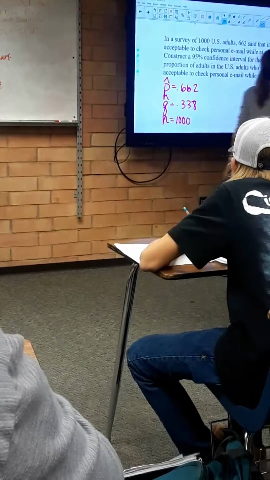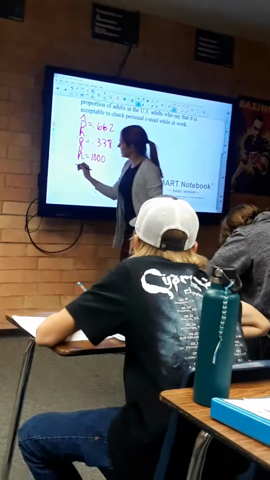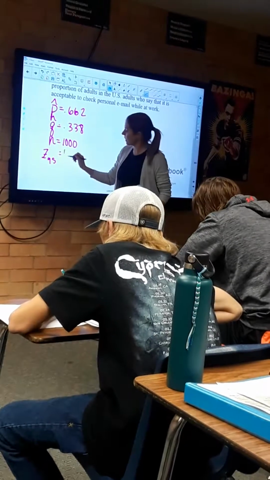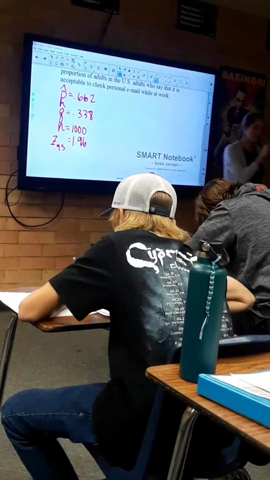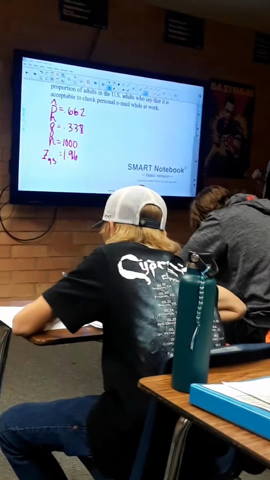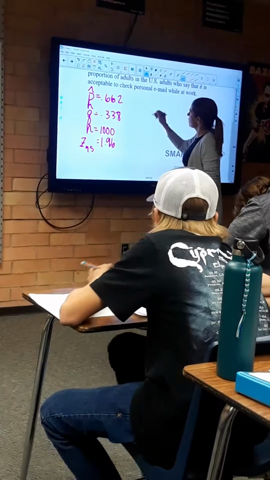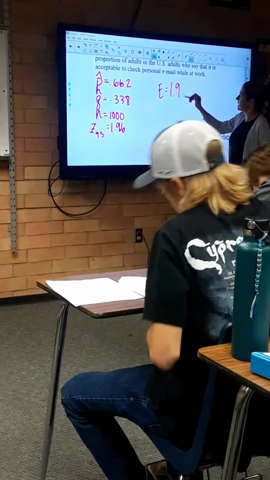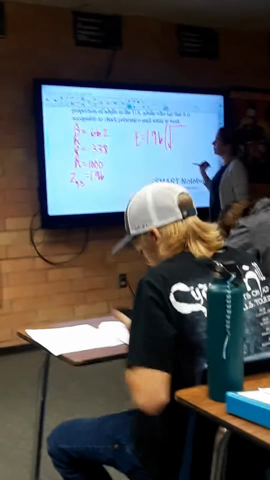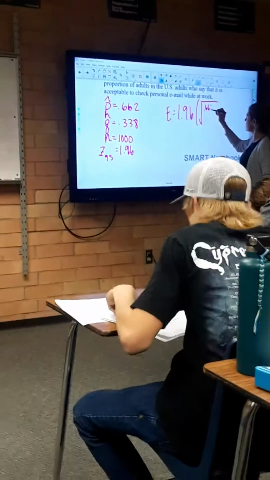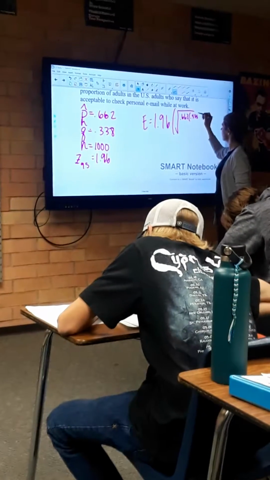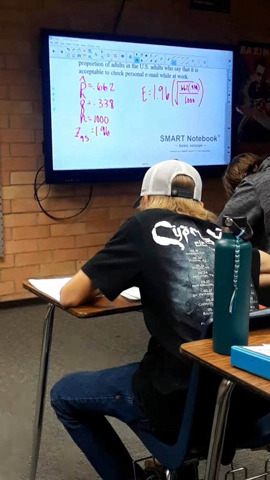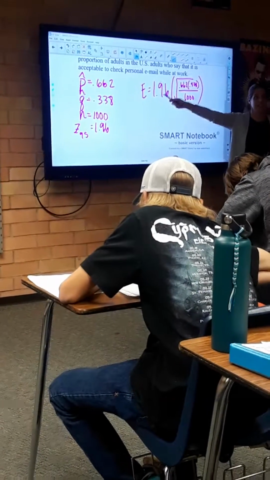And the last thing we need to know before we can do any of this is Z of 95. That's 1.96, right? On your chart, it tells you that in that little chart at the bottom. So then, the first thing you do, okay, is error. We need to find our margin of error. It is your Z, 1.96, times the square root of p hat, 0.662, times 0.338, all divided by 1,000. So you need to find this number first and then multiply it by 1.96.